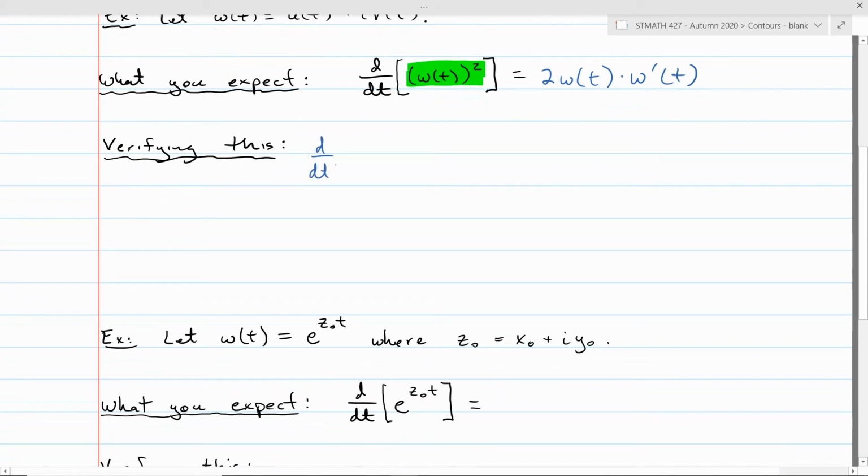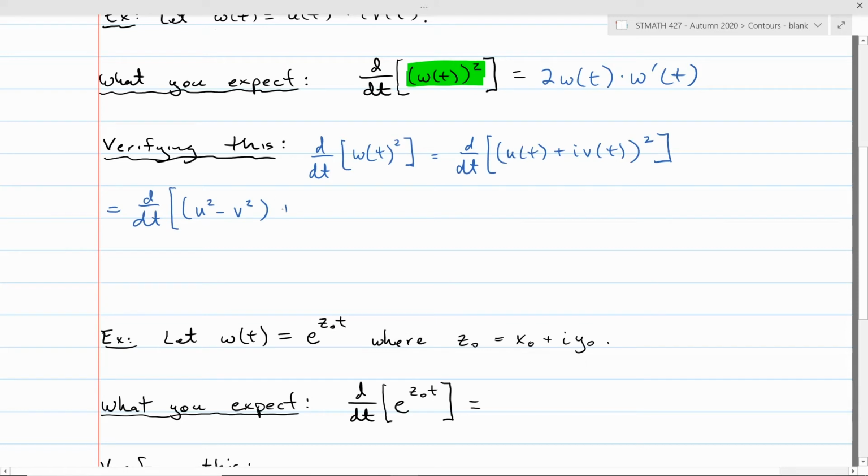The derivative with respect to t of w of t squared: well, just put things in terms of the components. So w of t is u of t plus i v of t. You're going to square that. When you square that out, your real component is going to be u squared minus v squared, and your imaginary component is going to be 2uv. And I'm just dropping the of t notation. We understand that the variable is t for those functions. Now you differentiate this, and when you differentiate those individual components, we're just talking about regular old real valued functions, so you can use ordinary differentiation rules.